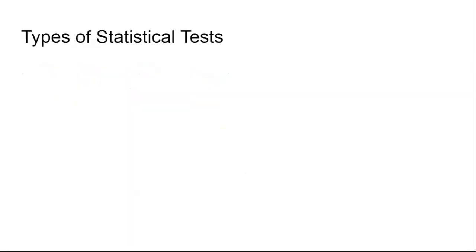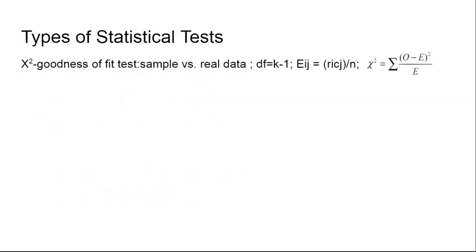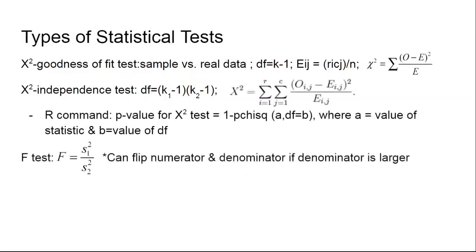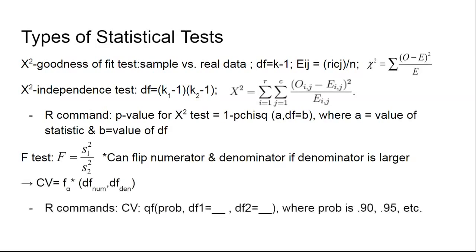There are many different types of statistical tests. The chi-squared goodness of fit test is used to find out how representative the sample data is of the real data. The degrees of freedom and formulas are as follows. The chi-squared independence test tests the independence of two variables. For both chi-square tests, you should use the chi-square distribution table. The F test compares variances between two normal populations. The formulas for the value of F and the critical value are as follows. Additionally, if you choose to use the statistical program R, you can use the corresponding R command shown.